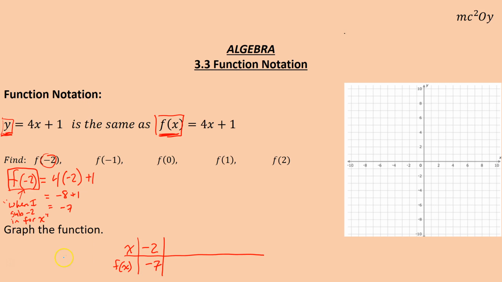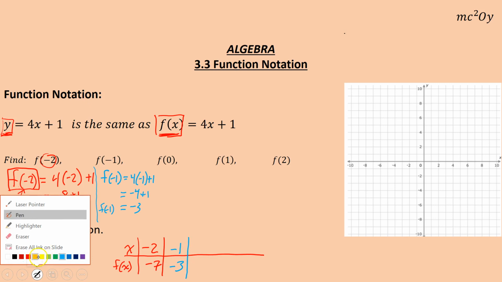Now let's go ahead and switch colors and we'll try f of negative 1 here. That means when I do f of negative 1, I'm now just saying 4 times negative 1 plus 1. Once again, on this left side, nothing happens, but 4 times negative 1 is negative 4, and plus 1 is negative 3. So f of negative 1 equals negative 3. That means when I put in negative 1, I get out negative 3.